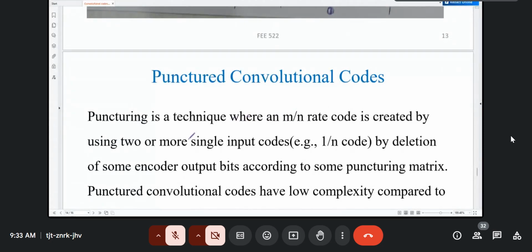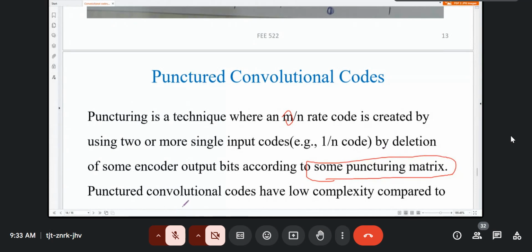So puncturing is a technique where you can get an k by n rate by using 2 or more single input codes, 1 by n codes, by deletion of some encoder's output bits according to some puncturing matrix. Again, we won't get into the puncturing matrix because it is very important. What do you puncture? What do you leave out? That's what we are saying. That's a puncturing matrix. Again, we will not get into the puncturing matrices.